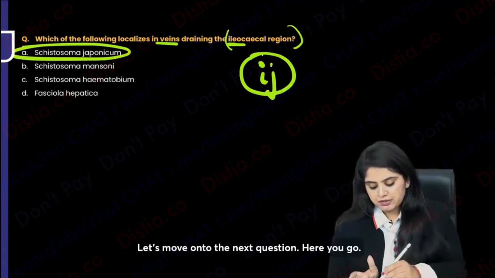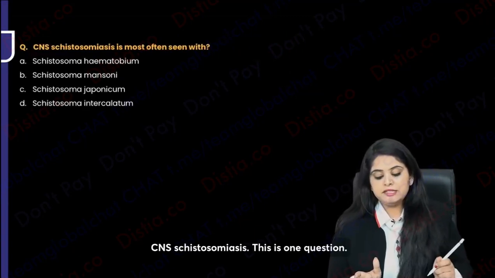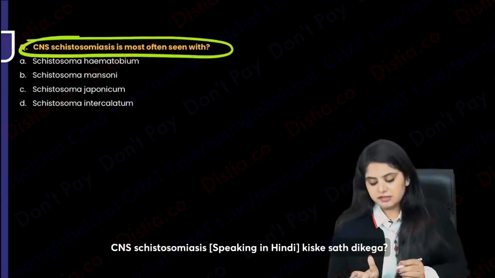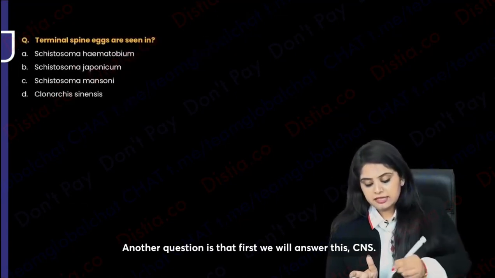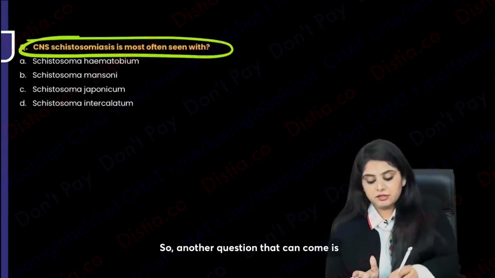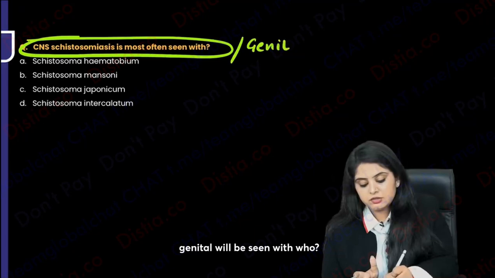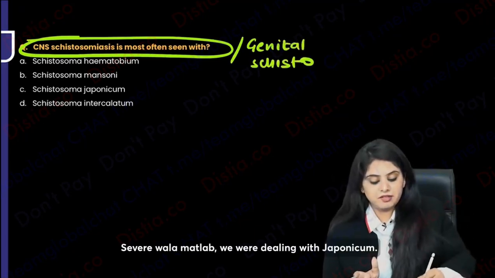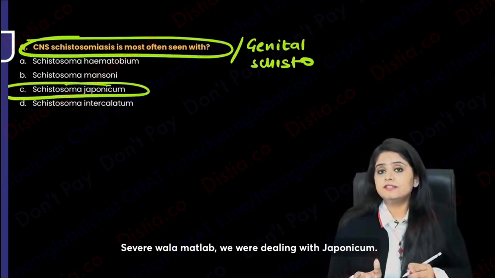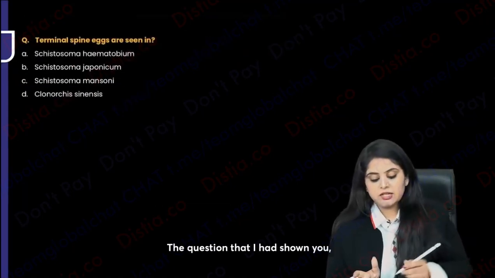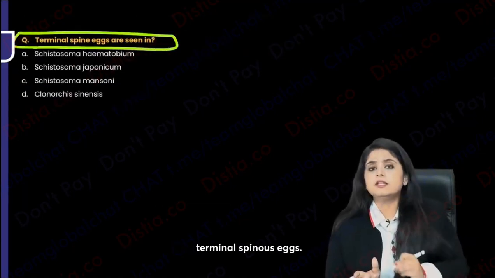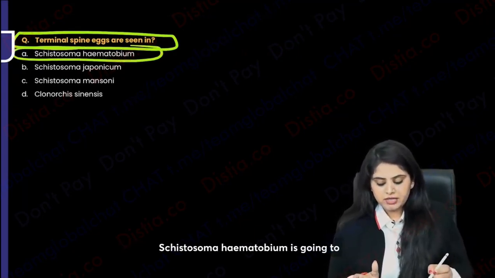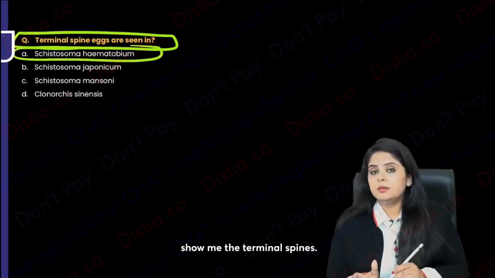Let's move on to the next question. Here you go, CNS schistosomiasis. This is one question. CNS schistosomiasis will be seen with whom? Another question that can come is genital schistosomiasis will be seen with whom? So all of these were the more severe ones. Severe meaning we were dealing with, yes, japonicum. Yes, the question that I had shown you, terminal spinous eggs, terminal, T wala, look for the T wala, haematobium. Schistosoma haematobium is going to show me the terminal spines.